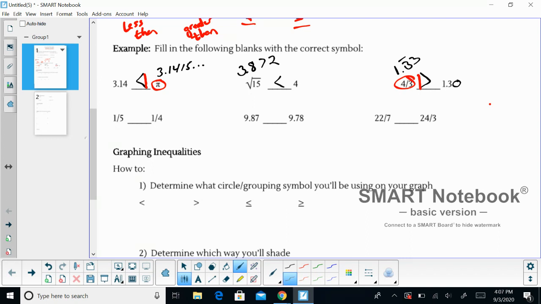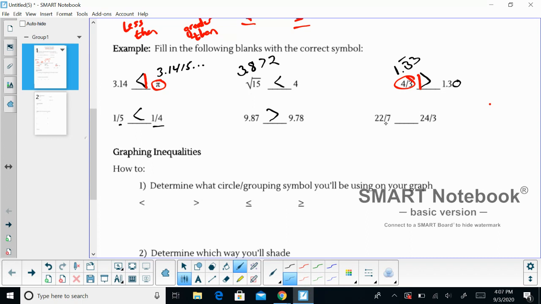Now I have 1/5 and 1/4. Before you change these into decimals, think to yourself, would I rather have 1/5 of a cake or 1/4 of a cake? Which is more? 1/4 is more, so 1/5 is less than 1/4. Here I have 9.87 and 9.78. Which is larger? Would you rather have $9.87 or $9.78? Well, 9.87 is more money, so 9.87 is greater than.